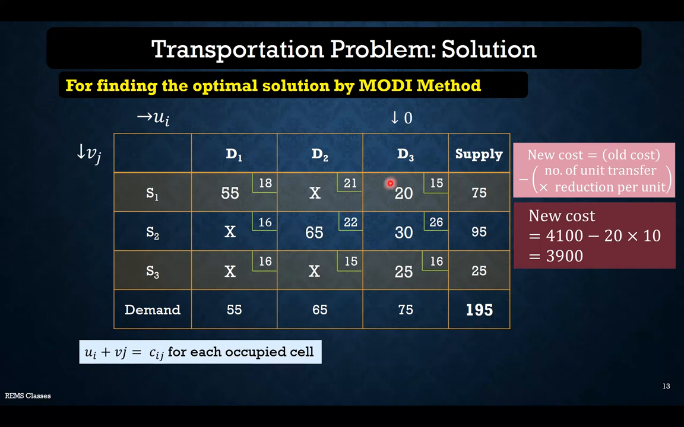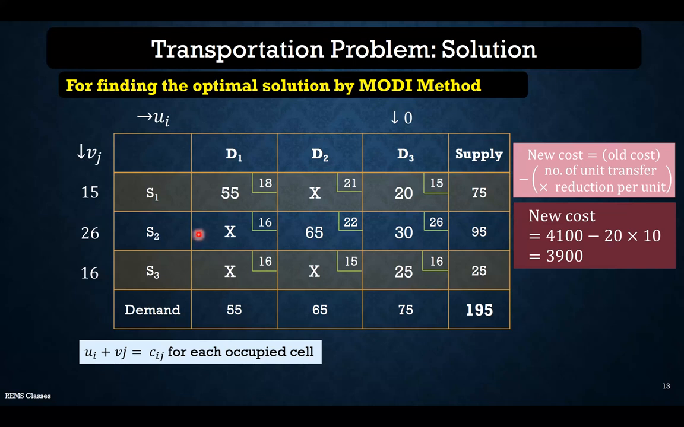So for this cell, if it is 15 and this is 0, then this will come as 15. Again, it is 26, and next it is 16. So if it is 15, then 15 equals 0 plus this cell, so it is 15. This 26 equals 0 plus this, meaning this is 26. Again, if it is 16, then 16 equals this plus this, so this is 16, and if this is 0, then it will be 16.